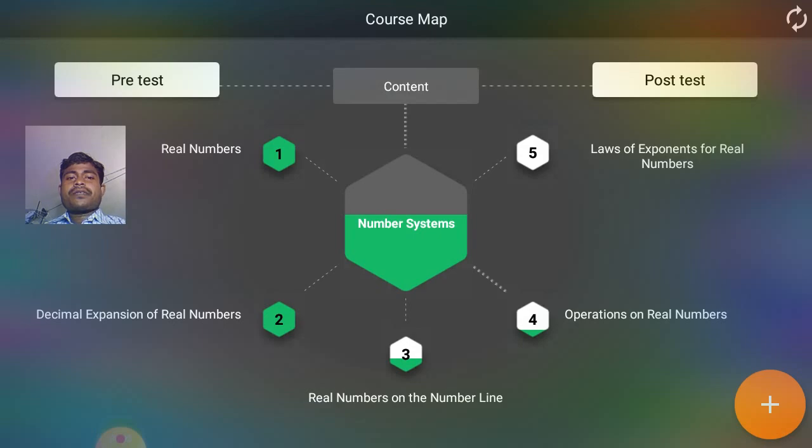Dear student, now we will discuss the real numbers on the number line. Let's see.